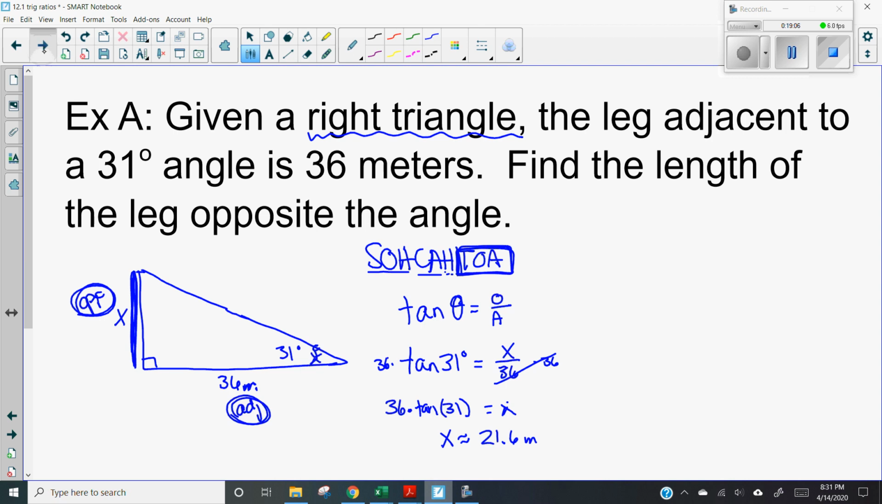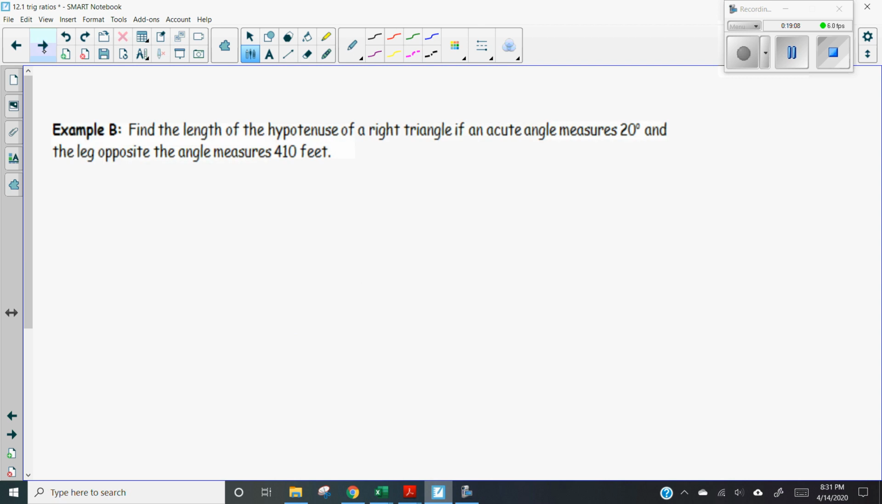Okay, another one, same kind of setup here. Find the length of the hypotenuse this time of a right triangle. If an acute angle measures 20 degrees and the leg opposite that is 410 feet. So let's change it up here. I'm going to draw mine this way this time. Right angle, 20 degrees. We're going to find the hypotenuse. So I'm putting x here. The leg opposite that is 410 feet.